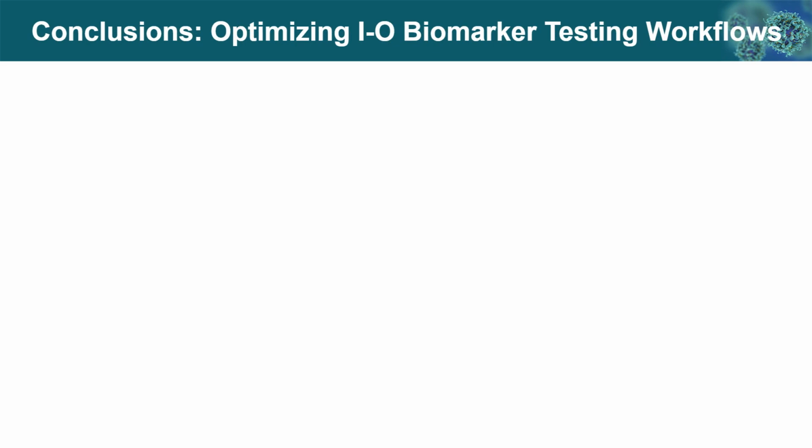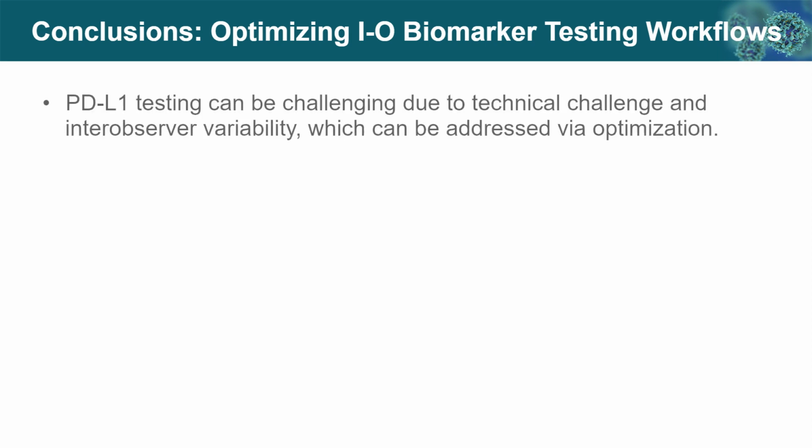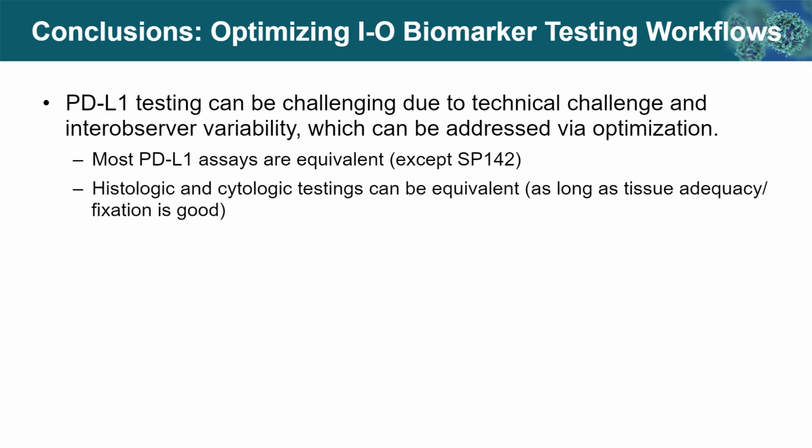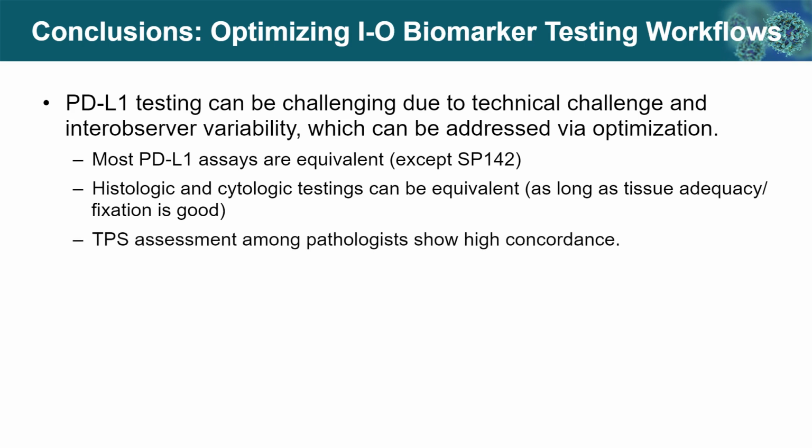To conclude, on the topic of optimizing IO biomarker testing workflows, PD-L1 testing can be challenging due to technical challenges and inter-observer variability, which can be addressed via optimization. Most PD-L1 assays are equivalent, except the SP142 assay, which is less sensitive. Histologic and cytologic specimens can be equivalent for testing, as long as tissue adequacy and fixation are not the issues. TPS assessment among pathologists shows high concordance.